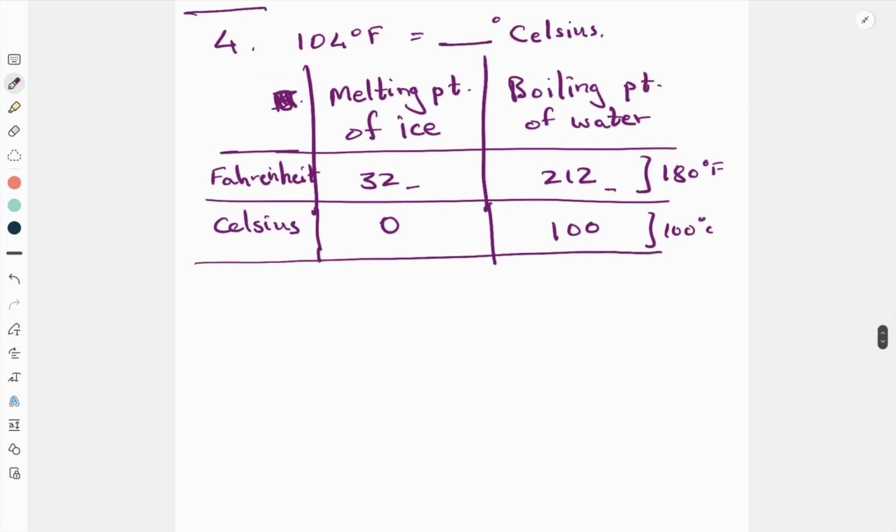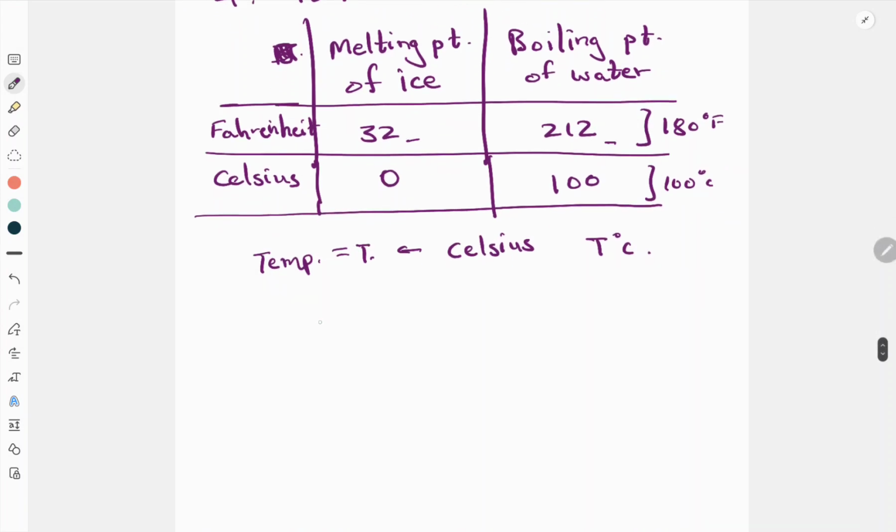So this tells us how we need to convert. This 104 degrees is somewhere between 32 and 212, and so it will lie somewhere between 0 and 100. But exactly where will it lie? Let's find that out. Suppose we are given a temperature T, and suppose this temperature is given in Celsius, so T degrees Celsius basically. If I want to convert this into Fahrenheit, how will I do the conversion?